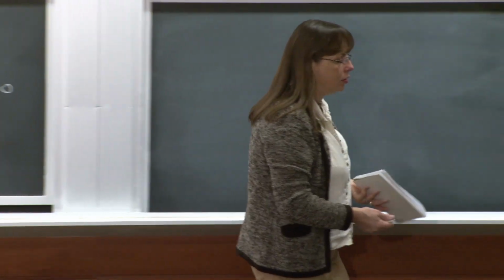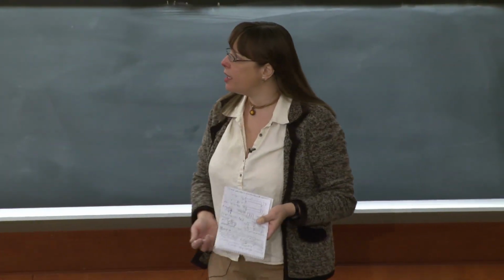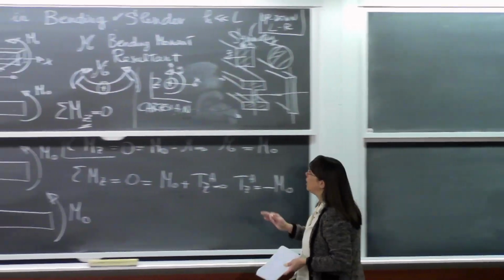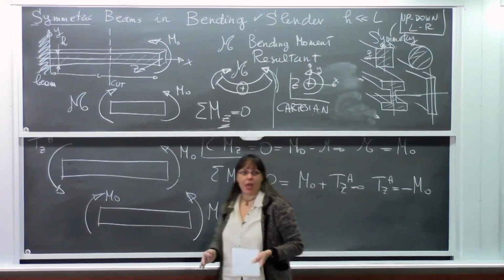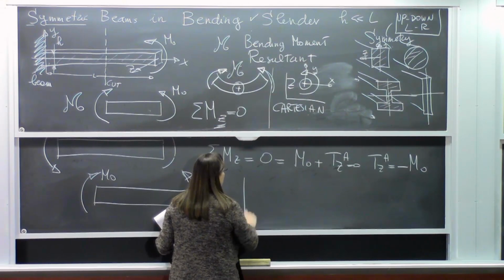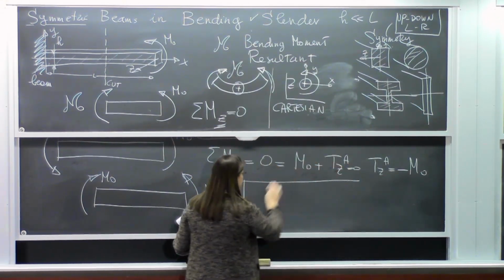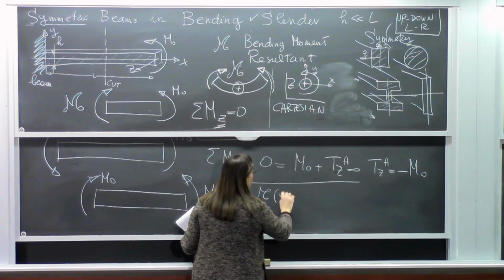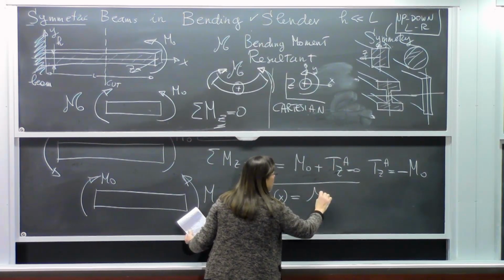So now we're going to start thinking about what happens to the beam and what deformation the beam has. Today, we're going to do the simple stuff. To get started, we're going to consider a case in which my bending moment is constant.